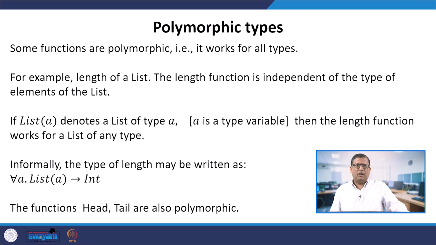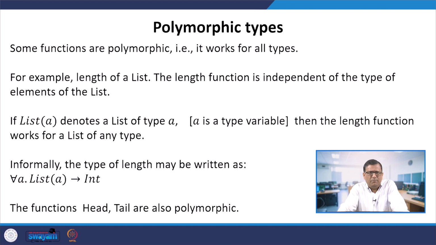That's the idea. Now we have also seen polymorphic types appearing in Haskell in different ways. That means the polymorphic function is one that works for all types. So in Haskell we have seen the length of a list. The length function is independent of the type of the elements of the list. So if list A denotes a list of type A, where A is a type variable, in Haskell the length function works for a list of any type.